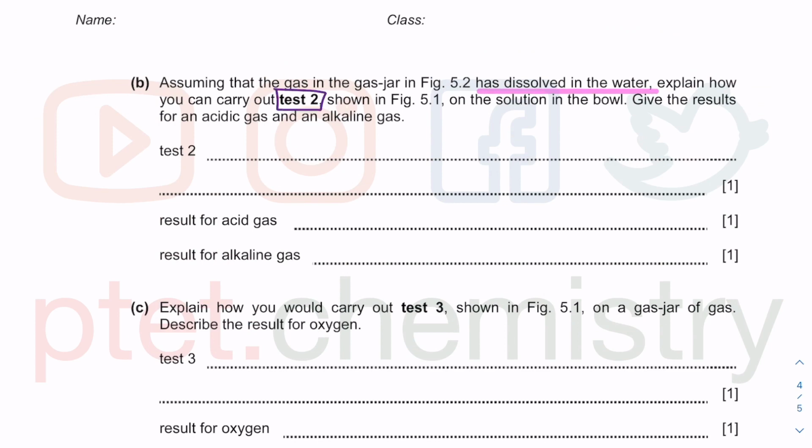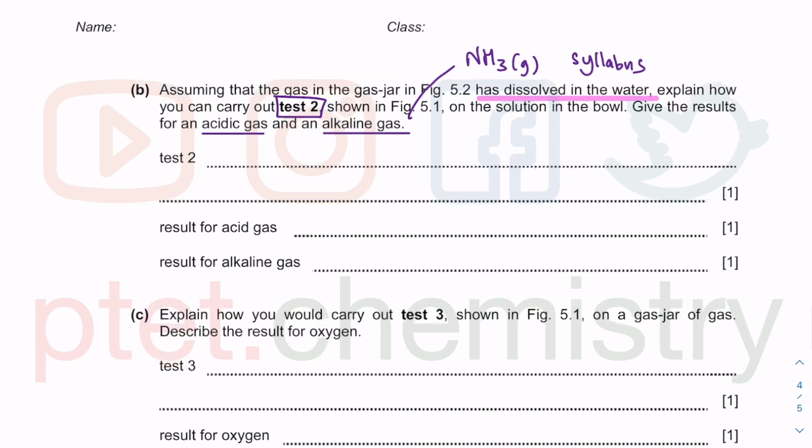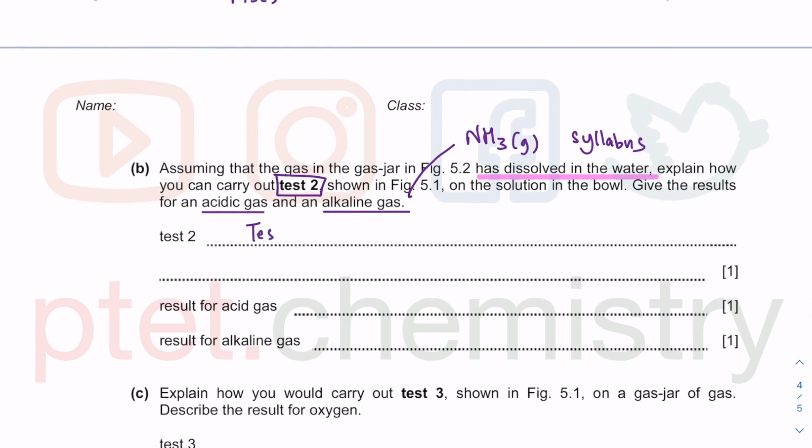And what is the result for an acidic gas? What's the result for an alkaline gas? Alkaline gas such as NH3 gas is definitely in your syllabus, as we had done this in practical chemistry as well. So in test 2, we would use red litmus paper to test for alkaline gas. Red litmus will turn blue, and it has to be moist, damp, a little bit wet.